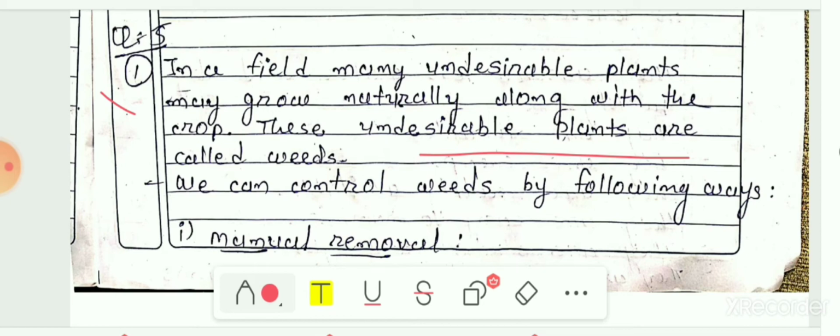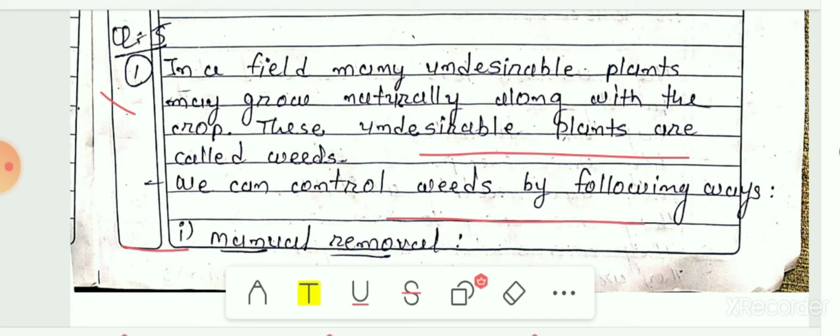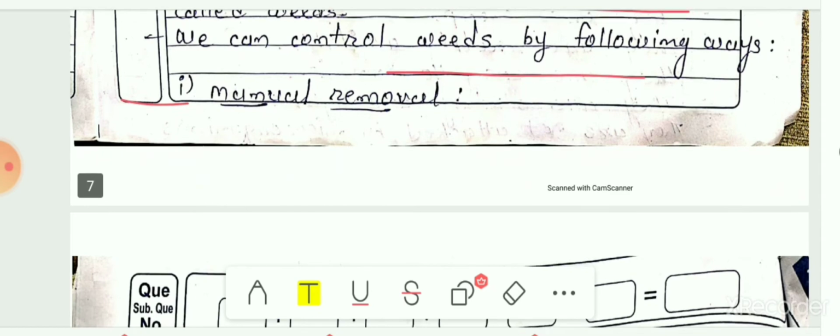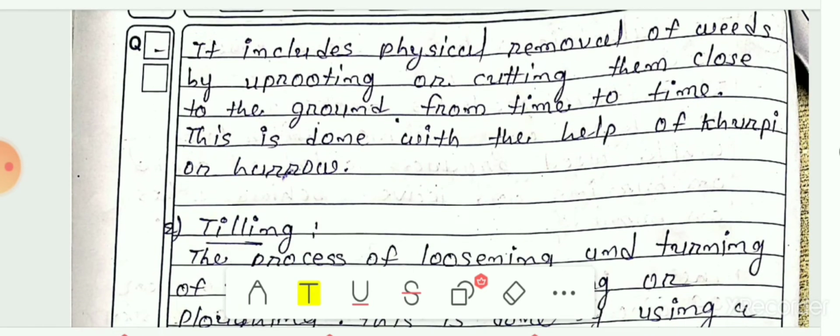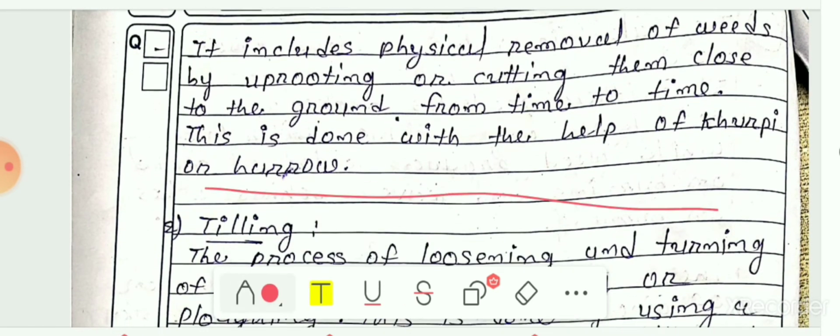Now in the same question, another question is also there: how can we control them? We can control weeds in the following ways. Different methods are given here. The first method is manual removal. What is manual removal? It is given here that it includes physical removal of weeds by uprooting or cutting them close to the ground.